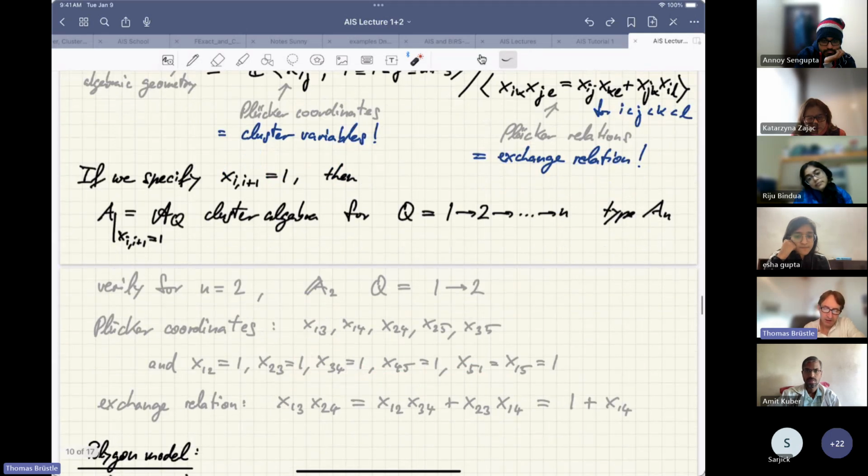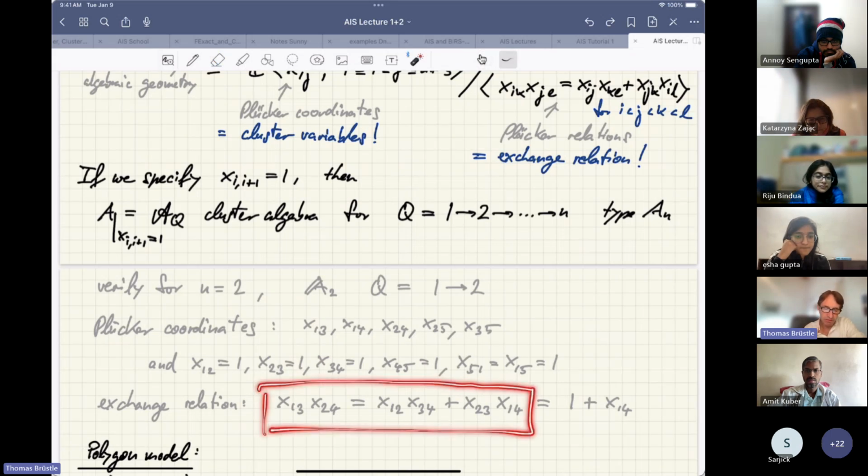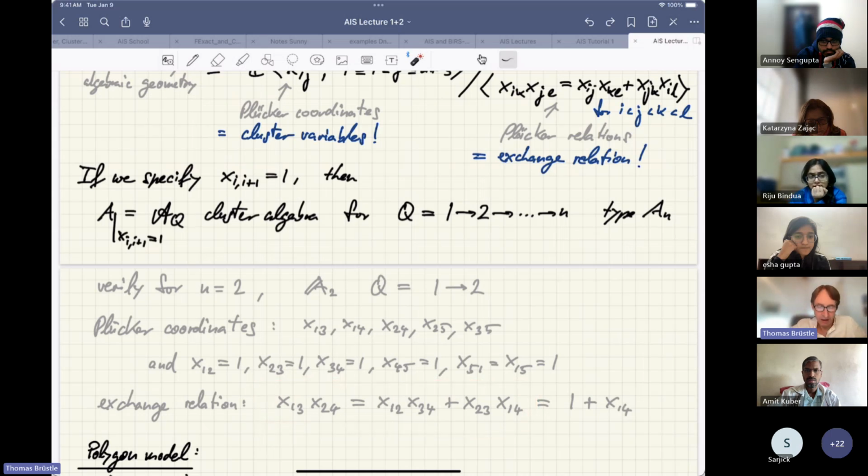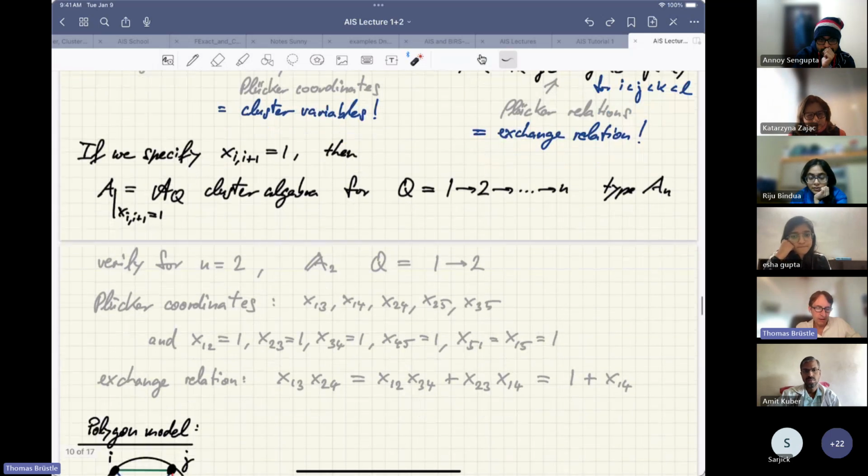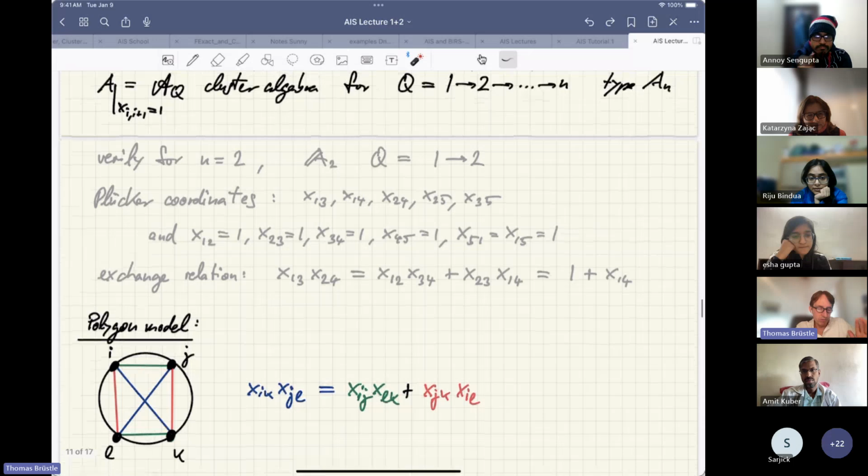And the exchange relation, the Plücker relation, is then, for instance, of this form. So first, how can I remember this? I mean, that looks like a bit painful. There's a nice geometric model. How can you remember that? There's the model given by a polygon.